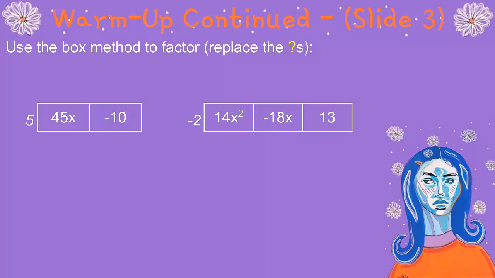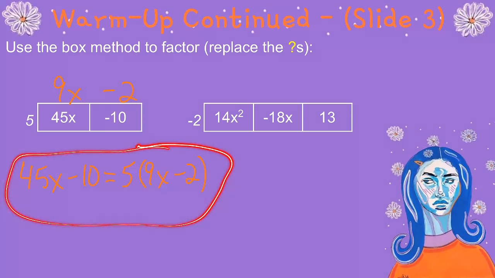So if we're given this and we want to factor out a negative 3, we could use this box method. So on this one, we're asking 5 times what is 45x? 9x is our answer. 5 times what is negative 10? And negative 2 is our answer. So we could write here 45x minus 10 is equal to 5 times the quantity 9x minus 2. So that's really what it is we're getting at here. This is what we're really wanting, and this is just the method we're using to get there.